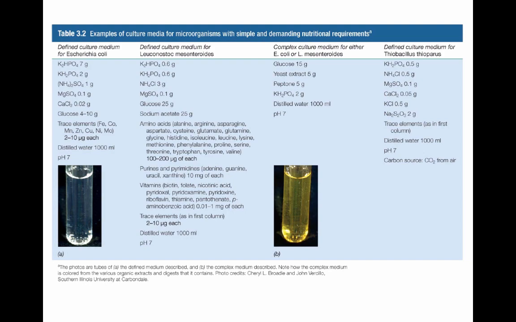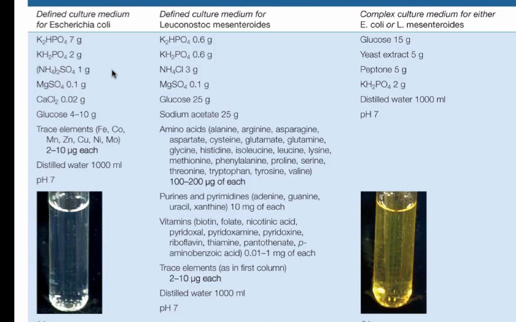So let's take an example of two different kinds of media, and this is table 3.2. For example, here on the left, it's looking at a defined culture media for E. coli. As you can see, it has salts, glucose, and trace elements, and water. So it's completely clear and already set to pH 7. So a salt that can provide potassium and phosphate, one that provides nitrogen and sulfur, one magnesium and sulfur, calcium chloride. There you go. That's all the cell needs. Then the trace elements, also in the form of some kind of salt, also added. So salt and sugar, water, pH 7, and E. coli will be happily able to grow.